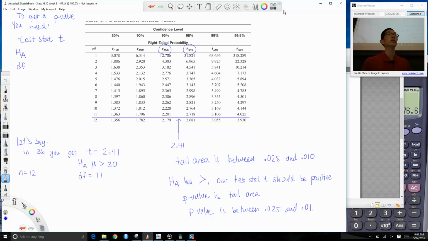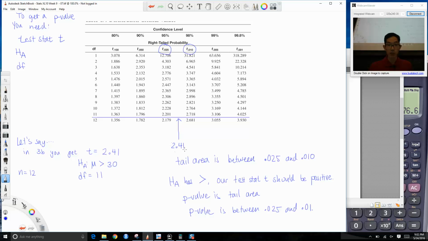It says the tail area is between 0.025 and 0.010. What's the tail area or the p-value? No, the tail area. So the tail area is between 0.025 and 0.010. What do you mean by between? You mean those two added and divided by 2, the mean of that? No. It's between these.